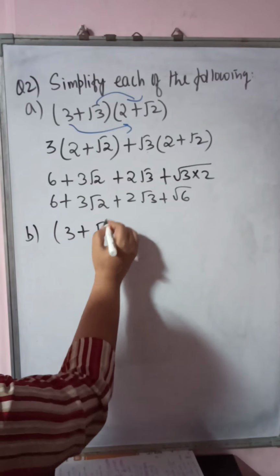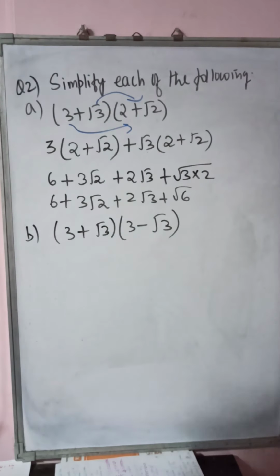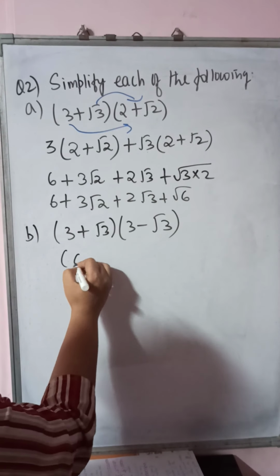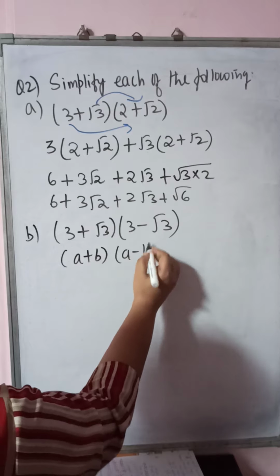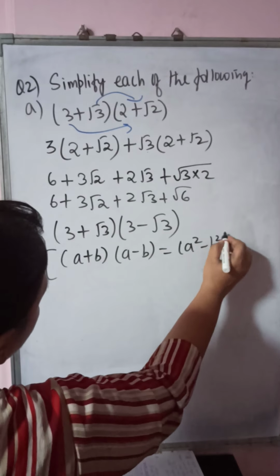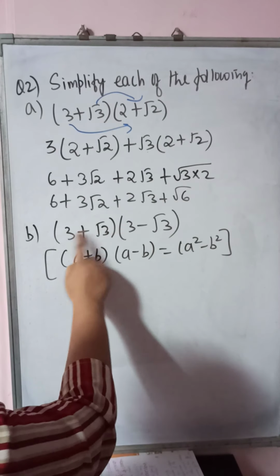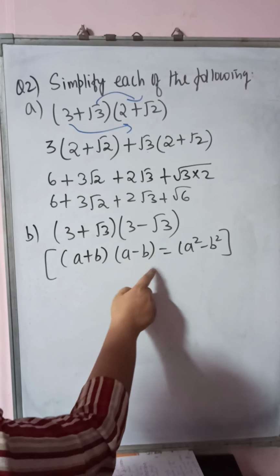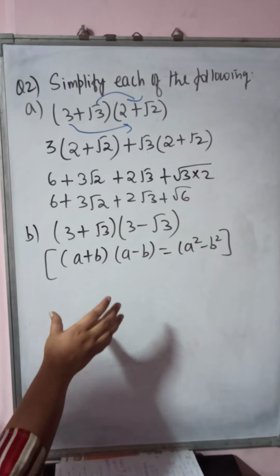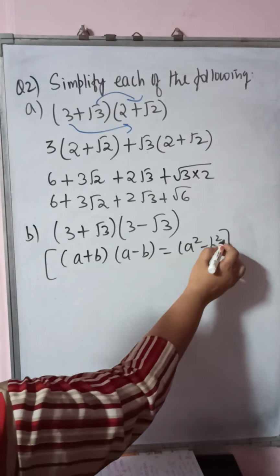3 plus root 3 into 3 minus root 3. For this type of question, you have to see whether you can use any identity. This question is given in the form of an identity, that is (a plus b) into (a minus b), which is a square minus b square. Why is it (a plus b) into (a minus b)? Because the first term a is the same, the second term b is the same in both brackets, and one has a plus sign and one has a minus sign. This is how we identify that this identity will be used here. So (a plus b)(a minus b) is a square minus b square.